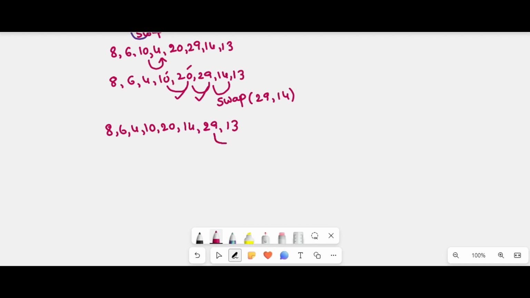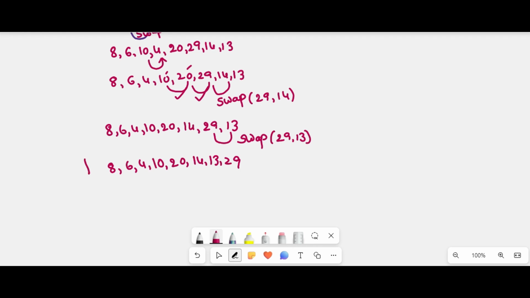Then again these two elements are compared. 29 is greater than 13, so these two are not in proper order. What shall we do now? We have to swap 29 and 13. Then first 13 and then 29. Now the array is 8, 6, 4, 10, 20, 14, 13, 29.